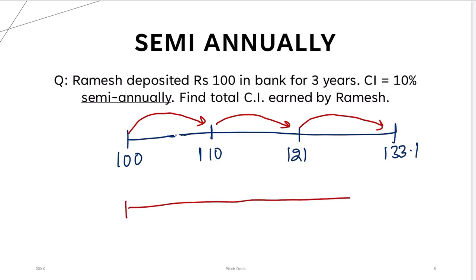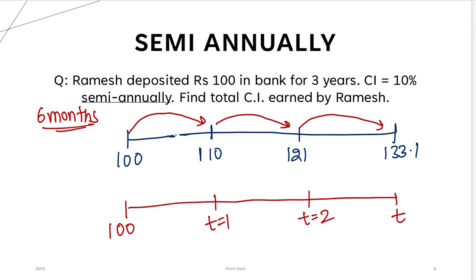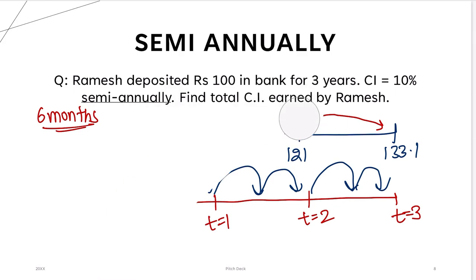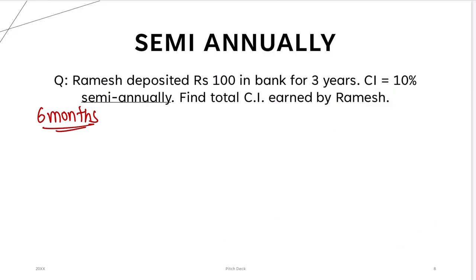But if someone tells you that interest is now being charged semi-annually. Semi-annually means after every 6 months, the interest will be charged. So instead of looking like time 1 year, time 2 year, time 3 year, how will your jumps look like? 1 jump, 2 jump, 3, 4, 5, 6. So after every 6 months, interest is being charged in case of semi-annually.